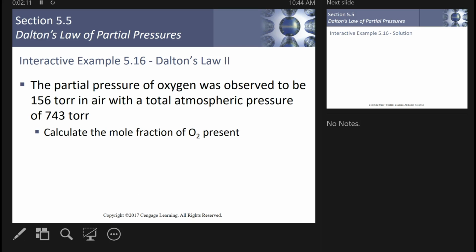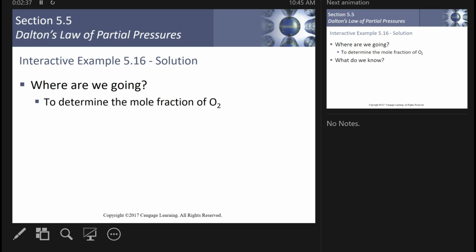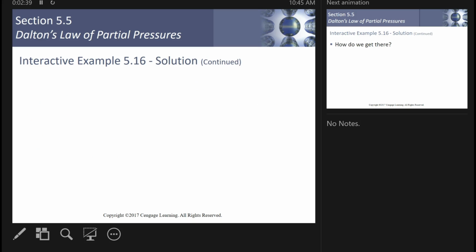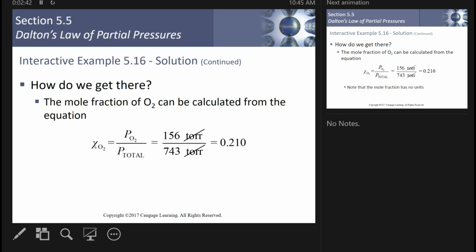The partial pressure of oxygen was observed to be 156 torr in air, and the total atmospheric pressure of air happens to be 743 torr. So you just divide. Can you find the mole fraction of oxygen? Oxygen within the atmosphere is only one of the gases, right? 156. So how would you go about it? You just divide 156 by 743.